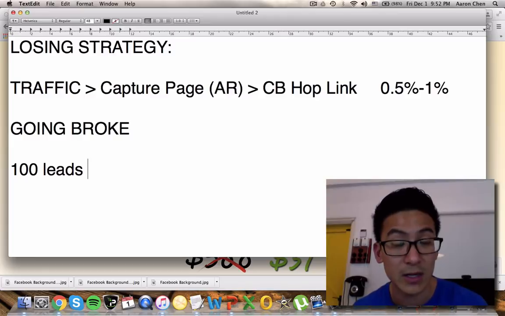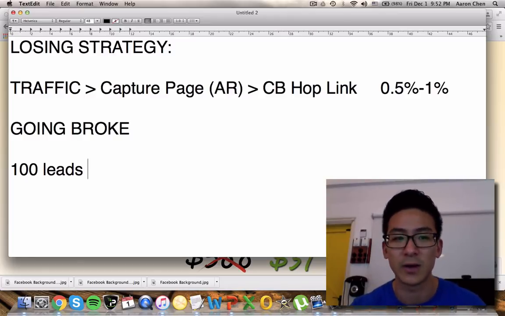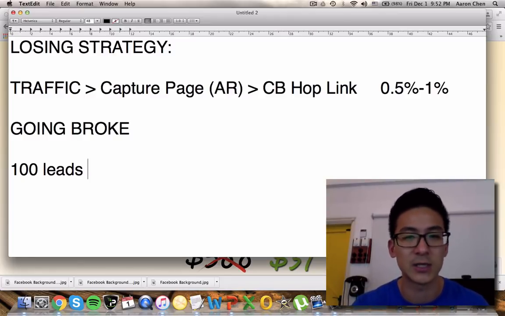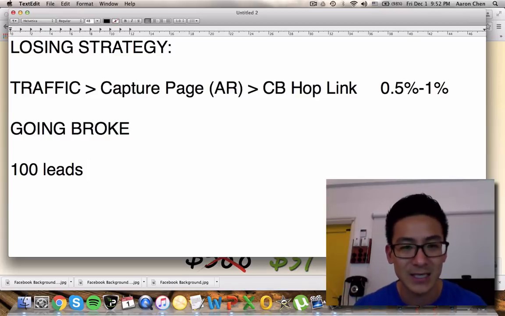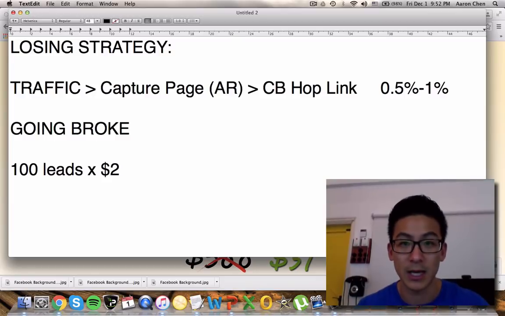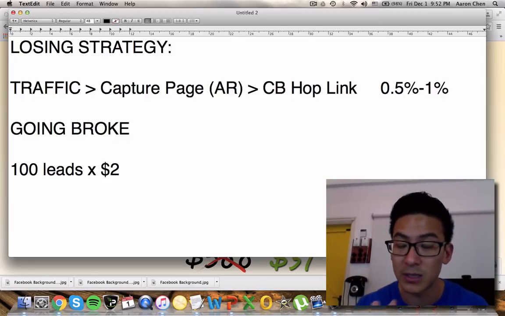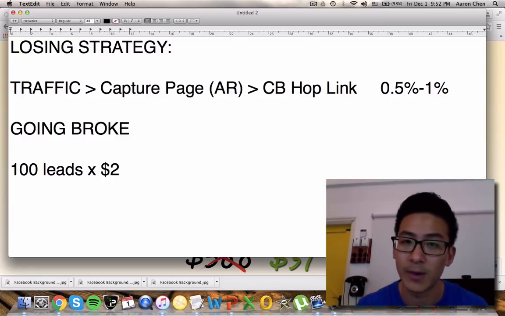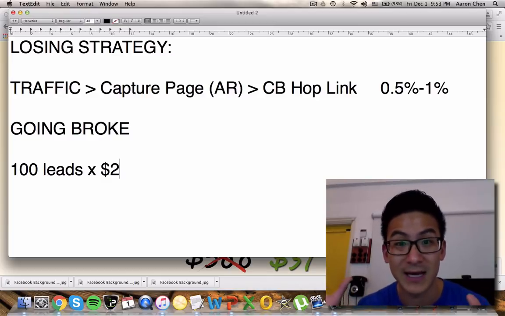Now, you can use free strategies, but I'm just going to use paid strategies for now because generally people go with paid strategies because it's just easier, okay? It's faster, it's quicker, you get results much better than free traffic, which takes months and months to build, okay? So let's just say on average, your lead costs $2, okay? Usually it's $2 to $3. Depending on the niche market you're in, it could go all the way up to $5. Sometimes $10 if you're in the finance niche, okay?